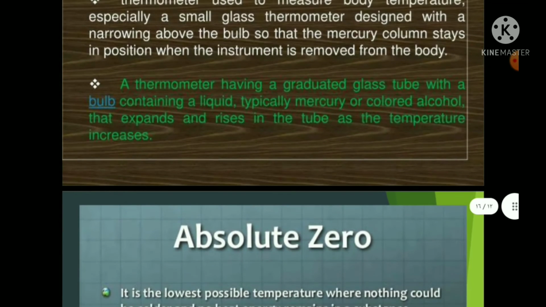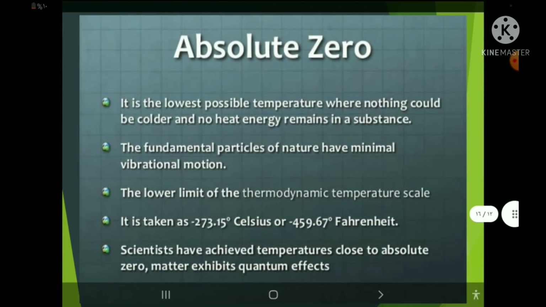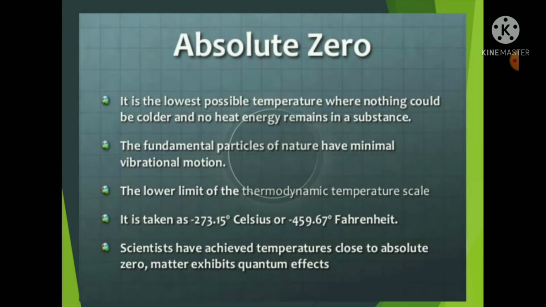Absolute zero. Okay, now we will study absolute zero. It is the lowest possible temperature, where nothing could be colder and no heat energy remains in a substance. It is very cold. You know, it is minus 273.15 Celsius or minus 459.67 Fahrenheit. That is very cold.